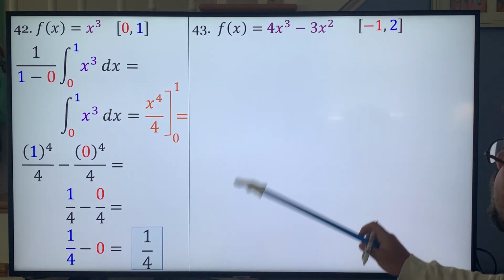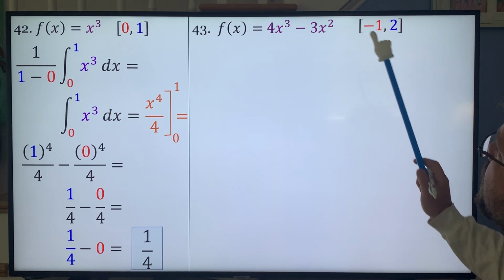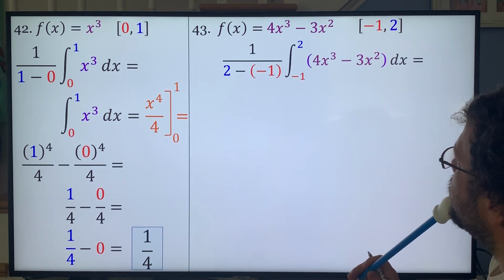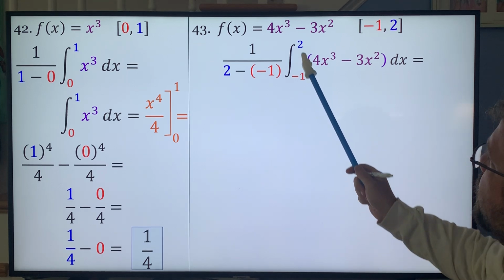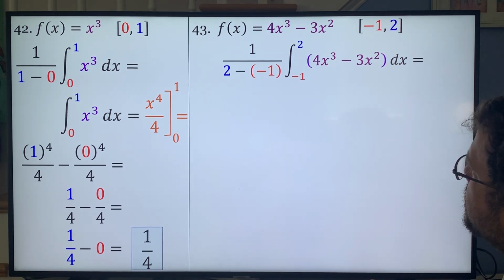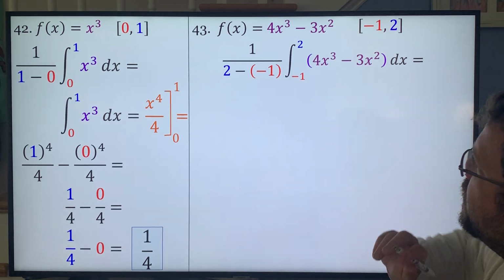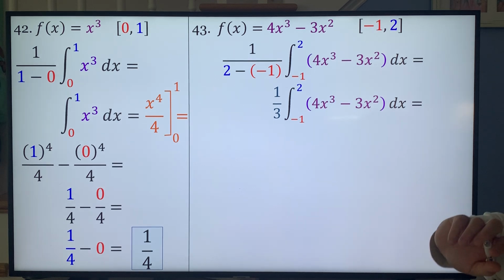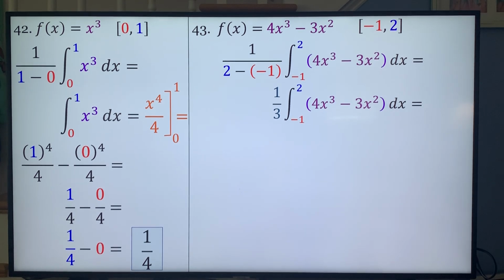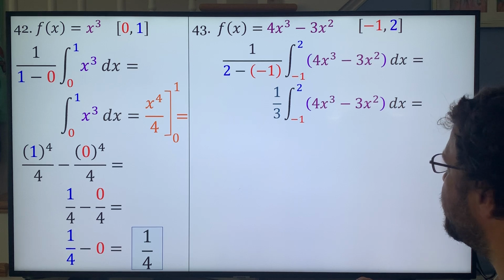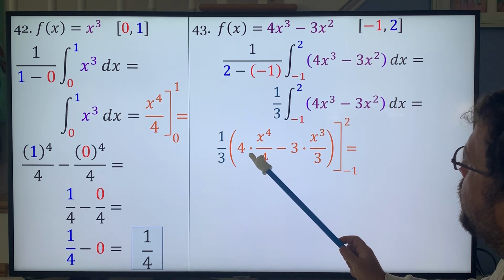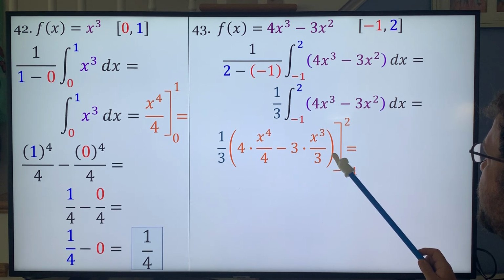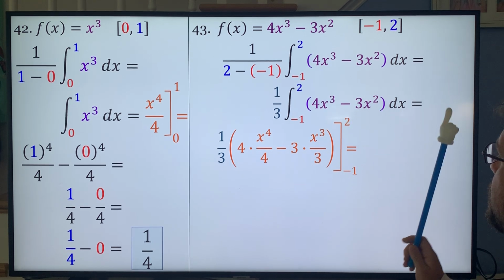All right, problem 43. Type in your stuff: 1 over b minus a from negative 1 to 2 of this equation. So 2 minus negative 1 is 3, giving 1/3 from negative 1 to 2 of 4x cubed minus 3x squared. Now, integrate this right here. 1/3, 4x to the 4th over 4 minus 3x cubed over 3, from negative 1 to 2.